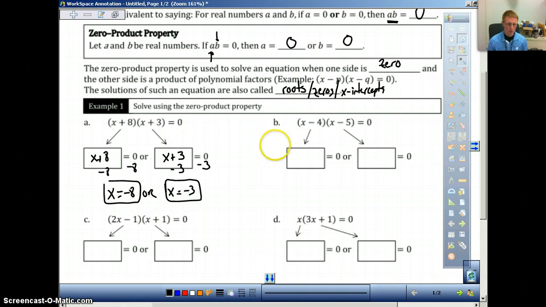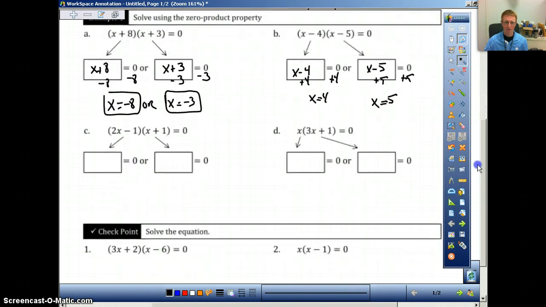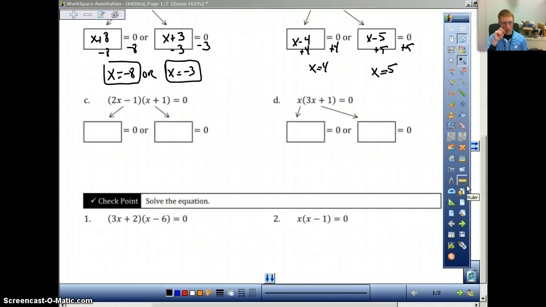Okay? So let's look at one more example here. So we have x minus 4 and x minus 5. So we do x minus 4 is equal to 0, or x minus 5 is equal to 0. Again, the point of this is to figure out when these are 0. So add 4, we get x equals 4. Add 5, we get x equals 5. Okay? So that's the basic idea of this. It's very, very straightforward, very simple.